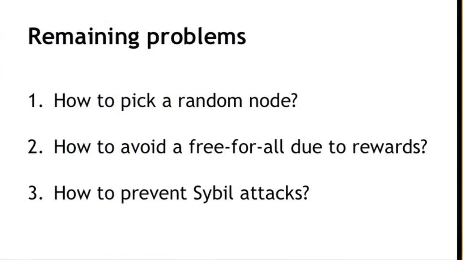And the second is that we've created a new problem by giving nodes these block rewards and incentives, which is that you could easily get into a free-for-all where everybody wants to run a Bitcoin node in the hope of capturing some of these rewards. And a third one is an even trickier version of this problem, which is that an adversary might create a whole different number of Sybil nodes in order to really try to subvert this consensus process. So number 3 is sort of a trickier version of number 2. It turns out that all of these problems are related, and all of them have the same solution. And that solution is called proof of work.